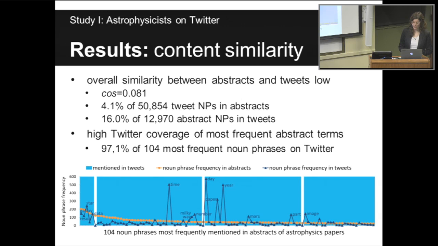But what we did find, if we look at the most frequent terms in the abstracts, where we assume these are central terms for astrophysicists because they use them frequently in the abstracts, there we had 97% that actually made it onto Twitter. So it seems a little bit like the most central and most often used terms from the abstracts are also discussed on Twitter. But in general, the overlap is pretty low, which could also be due to different kinds of vocabulary used in the abstracts and on Twitter.